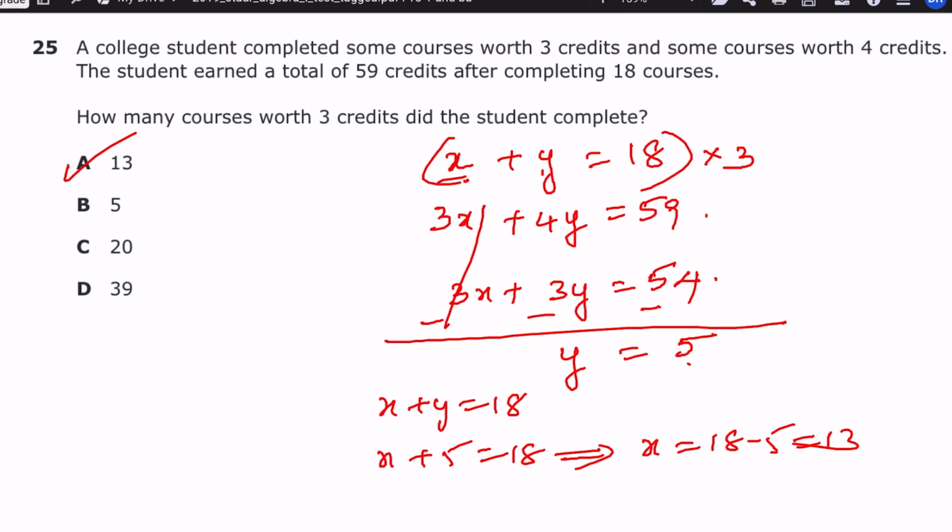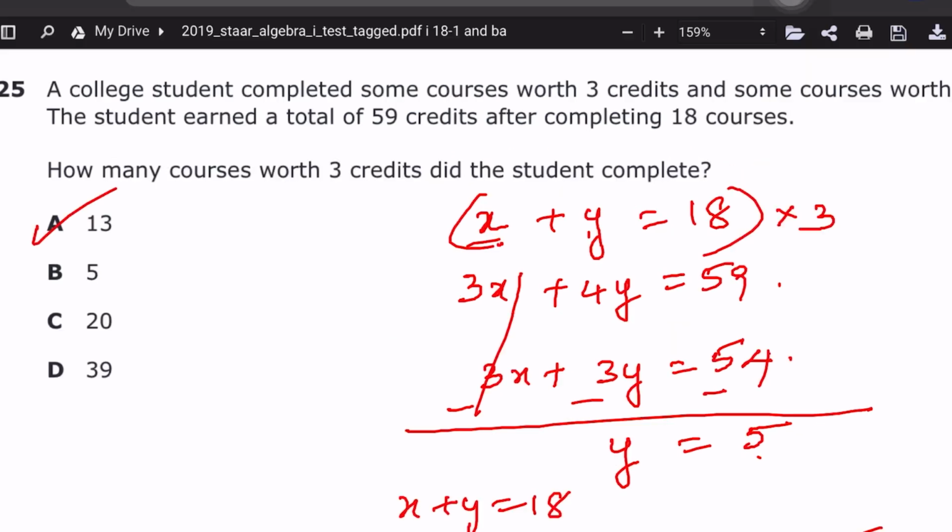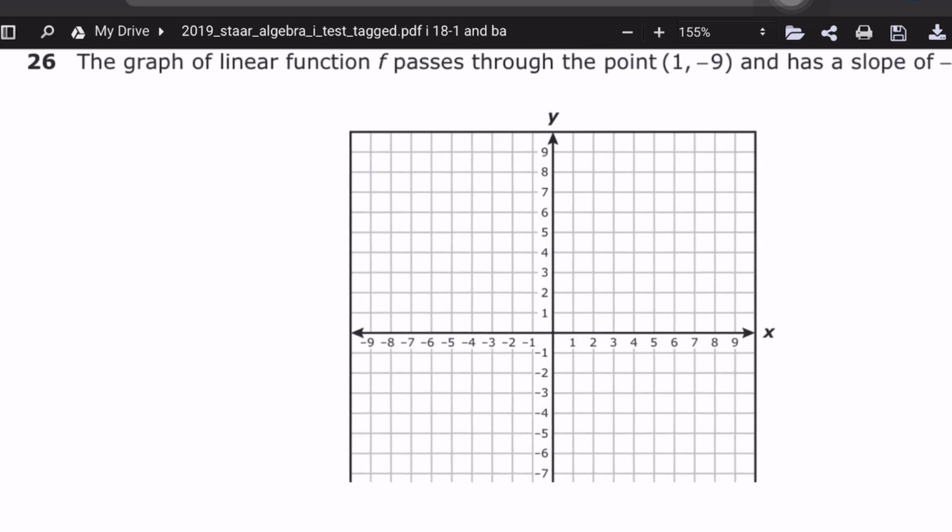So you can check it. 13 into 3 is 39, plus 4 into 5 is 20, 20 plus 39 is 59. So that is the way we have to check it. Next, the 26th one, we'll go into the 26th one.